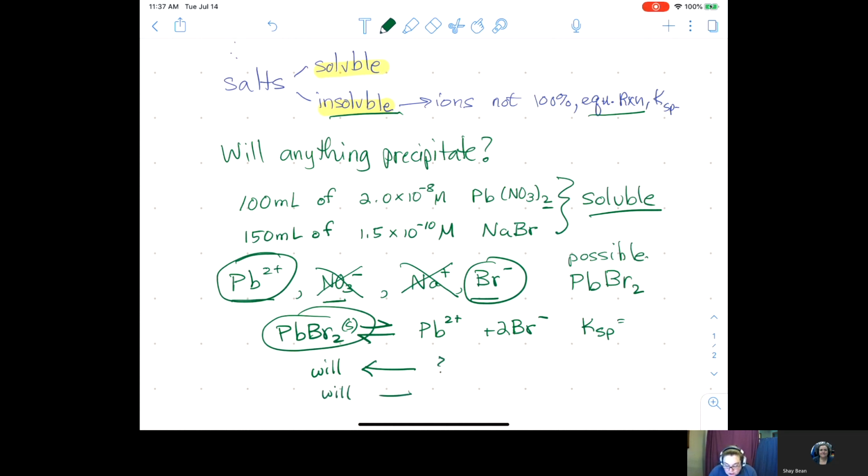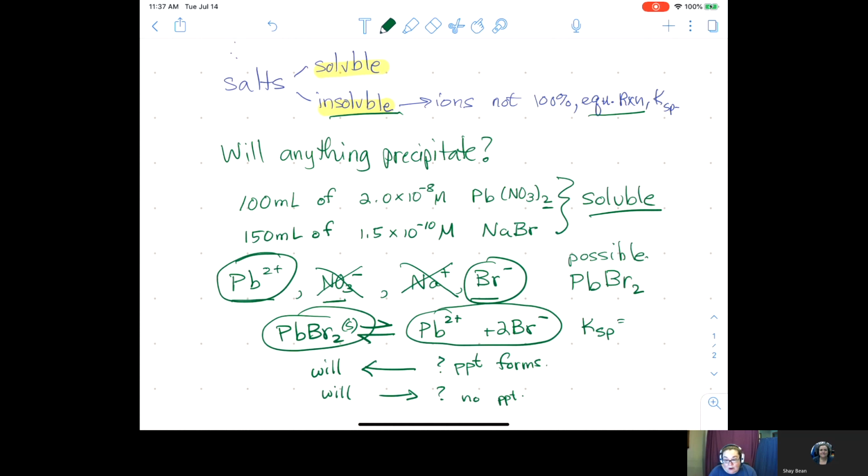If the reaction shifts to the right, based on the amounts I dump in, the right are the ions, which means there would be no precipitate formed. If it shifts to the left, then a precipitate would form. If it shifts to the right, no precipitate would form.